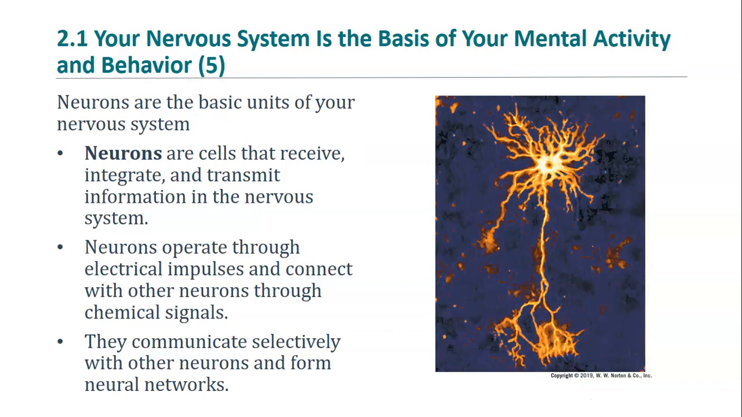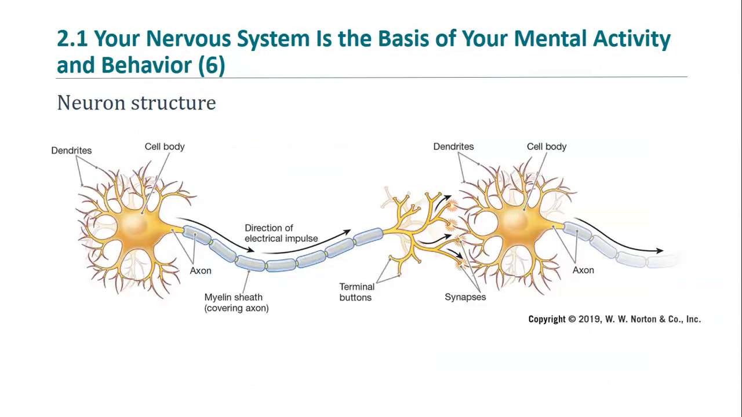First, let's talk about the cells that make up your nervous system. There are two basic types of cells in the nervous system: neurons, which communicate information, and glial cells. Neurons communicate with each other through what are called action potentials.